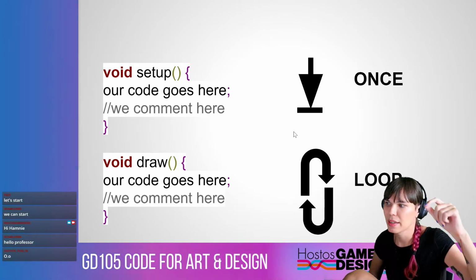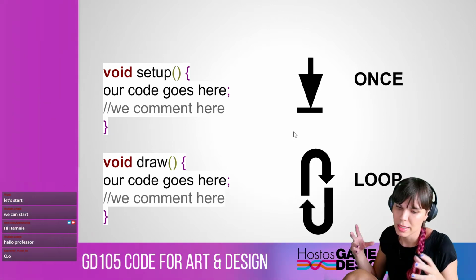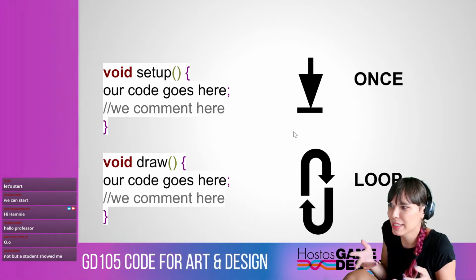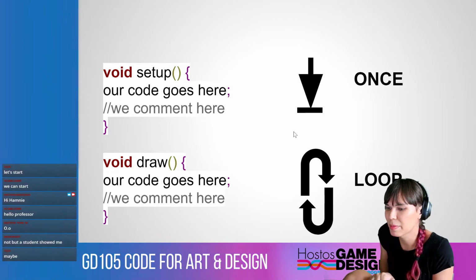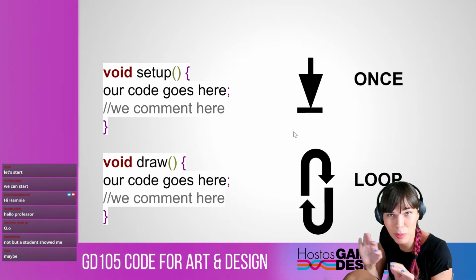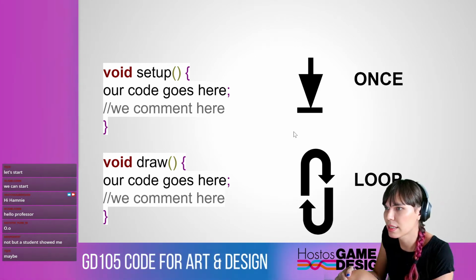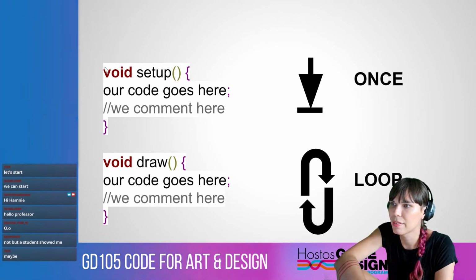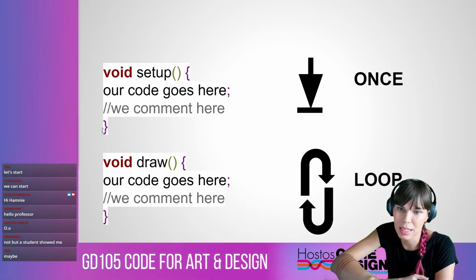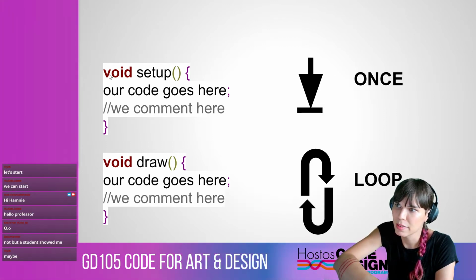So we have here setup. Everyone is familiar with setting something up, right? Like you've set up a TV if you buy a new TV, or you've set up a computer if you buy a new computer. Typically a setup is something that happens once, at the beginning, to get everything ready to go. This helps us to organize our code. So when we want things to happen in the beginning of our sketch, we will put them inside of void setup.